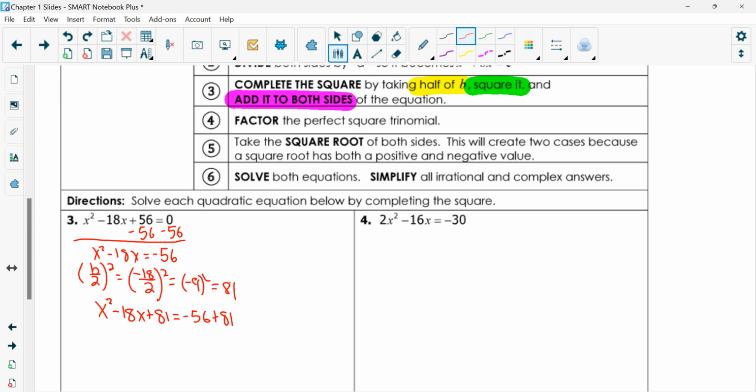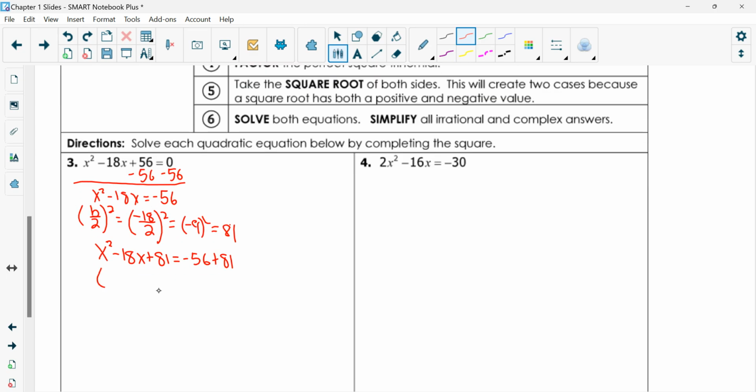Because if you notice, 81 is a perfect square, x squared is a perfect square. So we can factor that just like we did above. I'm going to have a binomial square now. Square root of x squared is x. Square root of 81 is 9. And I have my middle term of a negative. You can always double check to make sure it's a perfect square trinomial, because I can multiply the x and the 9 together, 9x, and then multiply that by 2, and you should get the middle term, which I do. And then the right side, 81 minus 56 is 25.